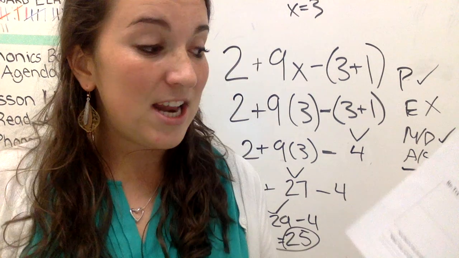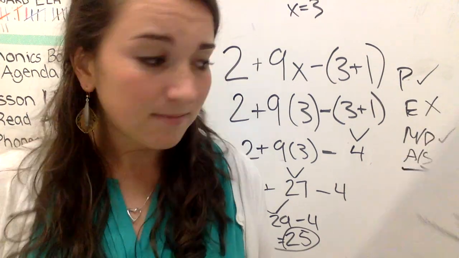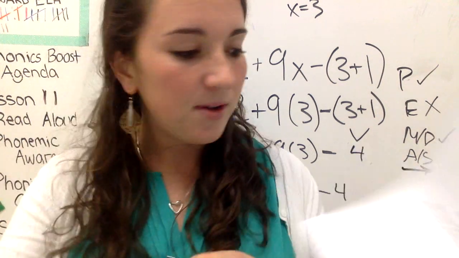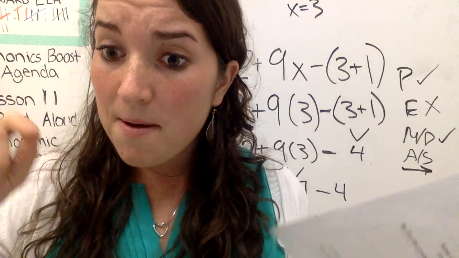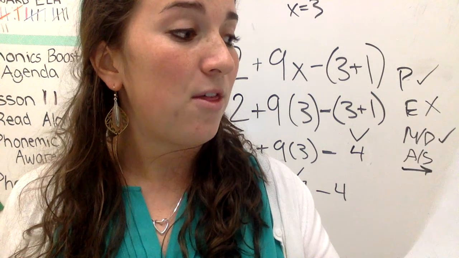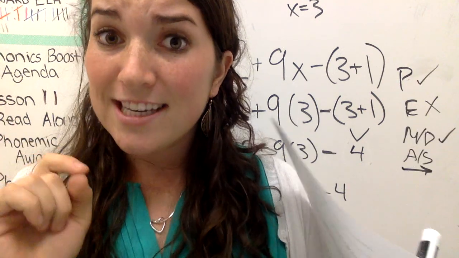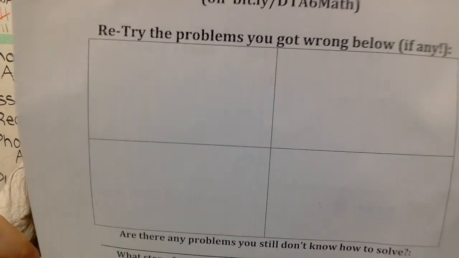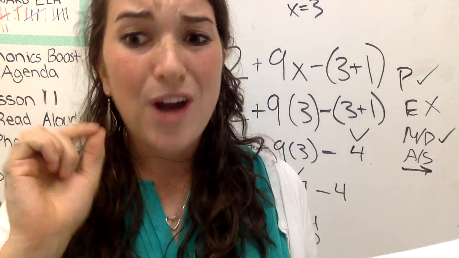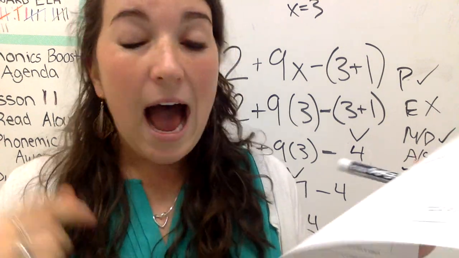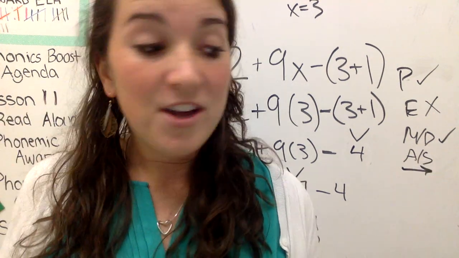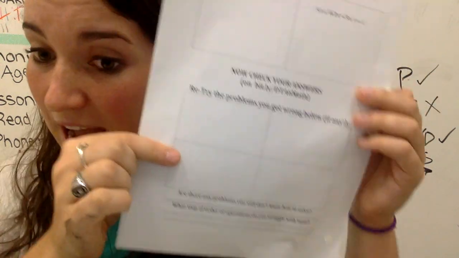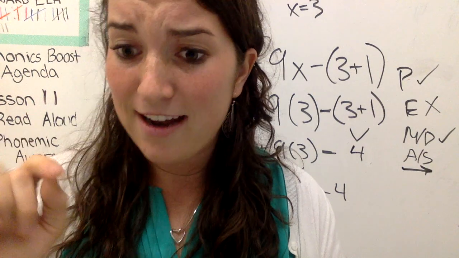Now I want you guys to finish the rest of the problems by yourself. You have 6 more problems to do. Then you're going to go back to the bit.ly website, the DTA 6 Math website, and you're going to click the link that says check your answers just like we did yesterday. Then in these boxes, if you got any of the problems wrong, you're going to rewrite the problem in this box, and you have extra workspace to try and solve it again so you get to the right answer. I want to see everybody who gets a problem wrong doing it in those boxes, okay? I want to see you writing it out so you get into the habit of getting them right.